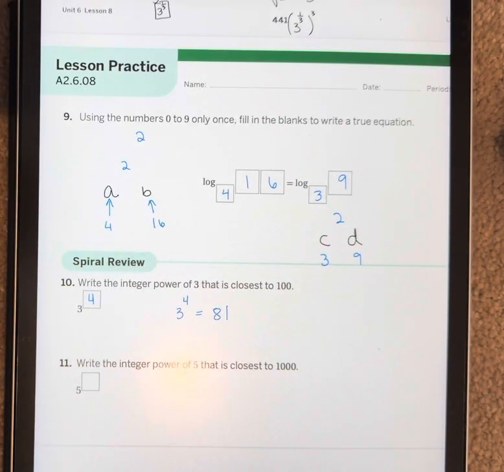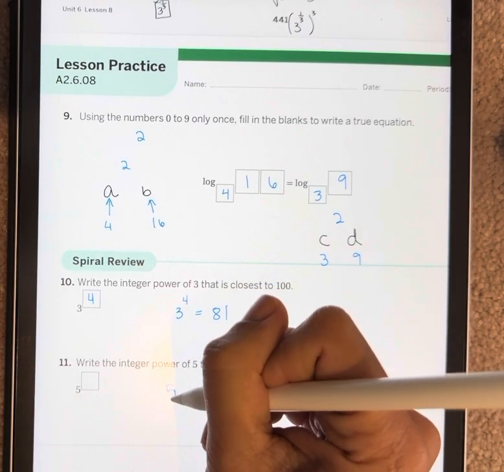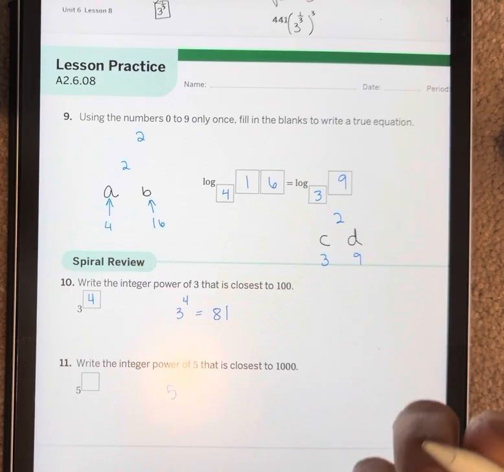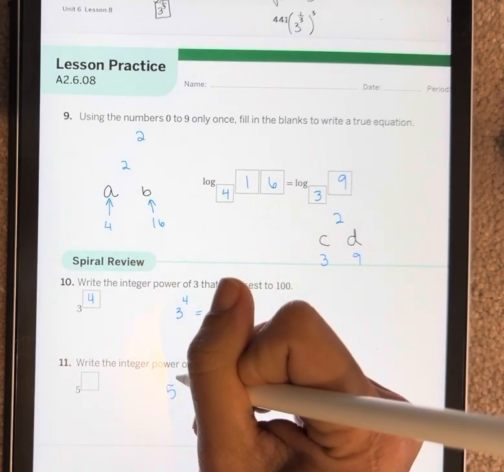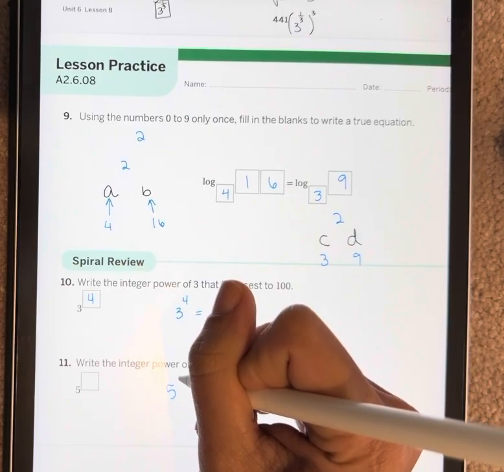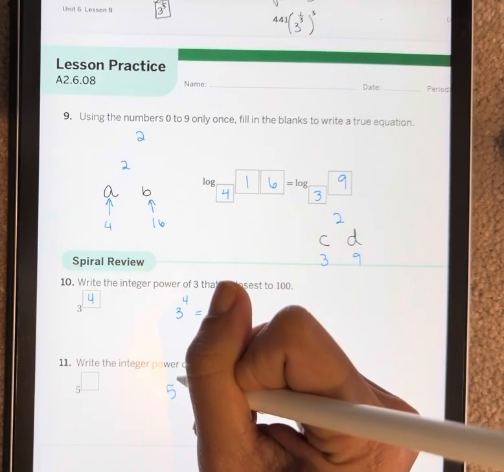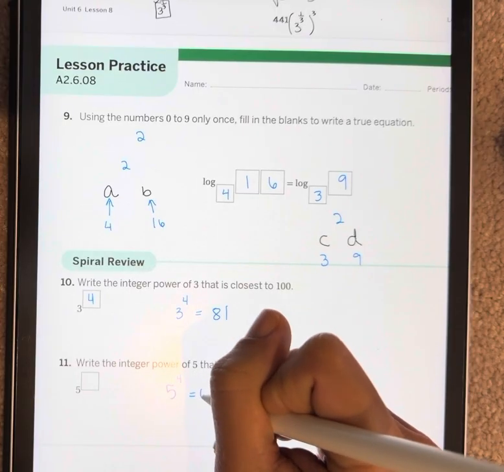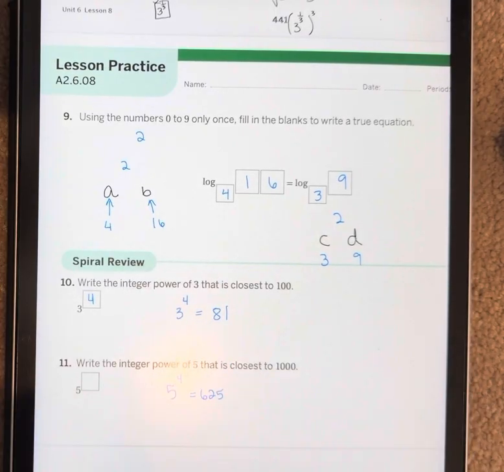Write the integer power of 5 that's closest to 1,000. Okay, well, you guys, exponents, they grow fast. So don't worry, this is not going to be as hard as it looks. 5 to the third is 125. I also know 25 times 25 is 625. So I know 5 to the fourth is 625. And then I know 600 times another 5 is like 3,000. It's a lot. So this is actually the closest we'll probably get.